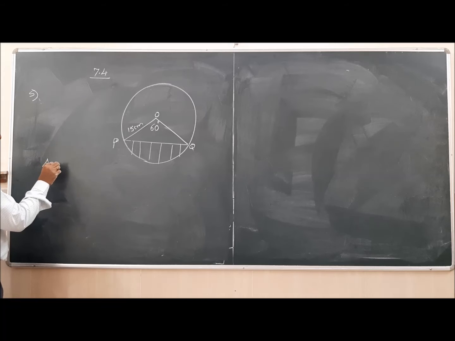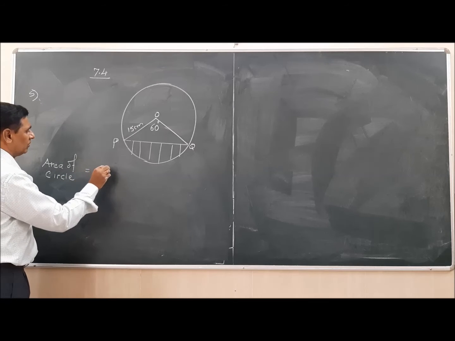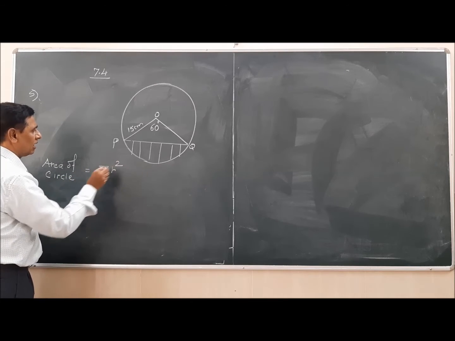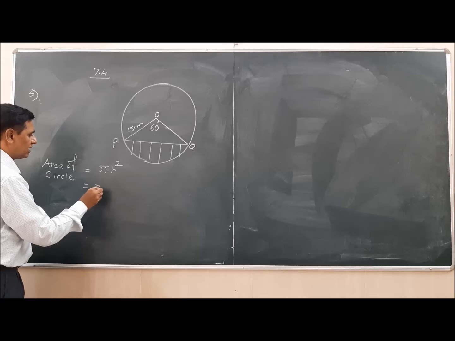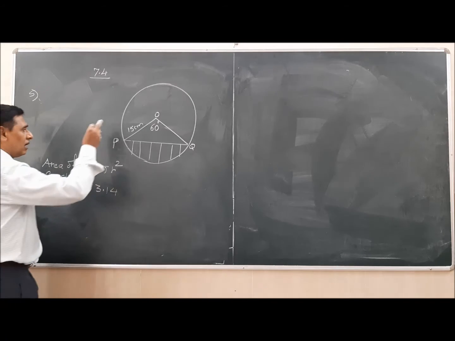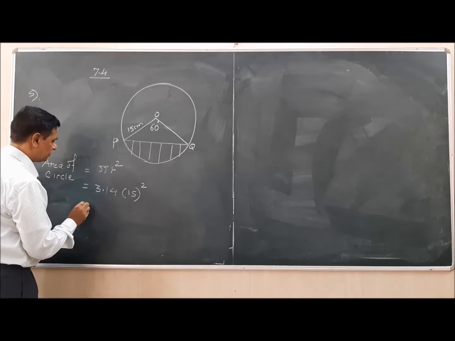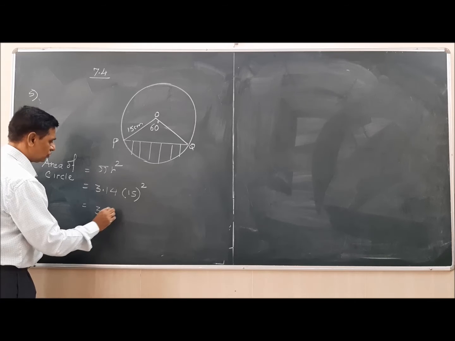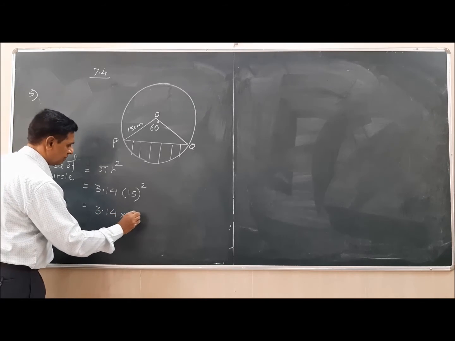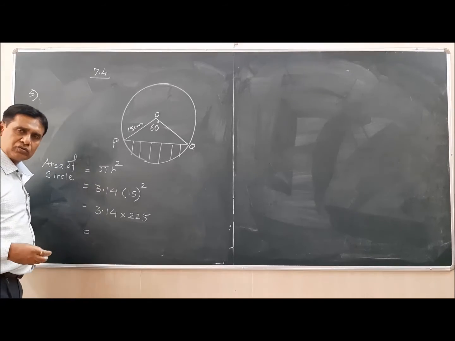So you will find the area of the circle. The area of a circle, as you all know, is equal to pi r square. The value of pi is 3.14, and the radius is given as 15. So 15 square is 225. We have to multiply 3.14 by 225.